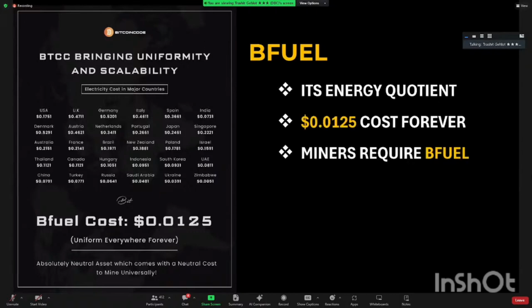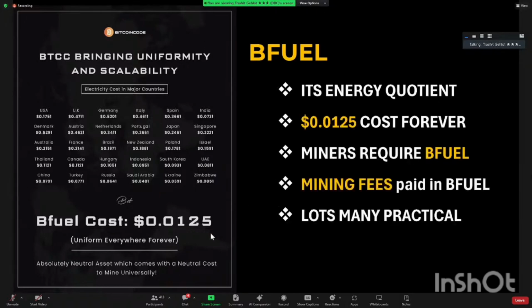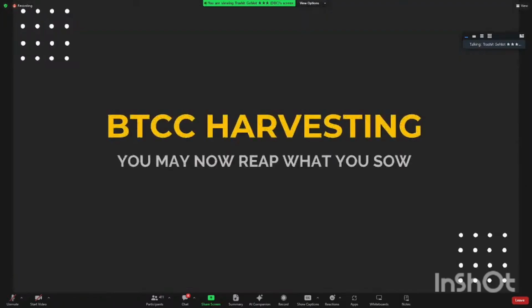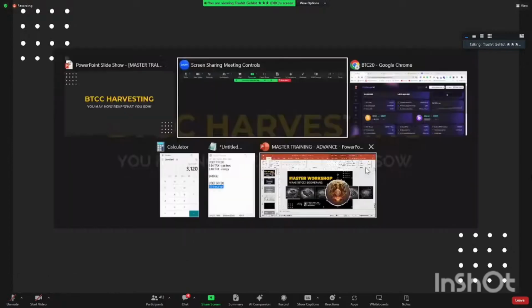Miners require B fuel, and mining fees are paid in B fuel, right? And lots of practical use cases B fuel will have eventually. This is our energy quotient, which determines the cost to be paid in terms of harvesting. So harvesting. Now, what is harvesting actually? You may now reap what you sow.